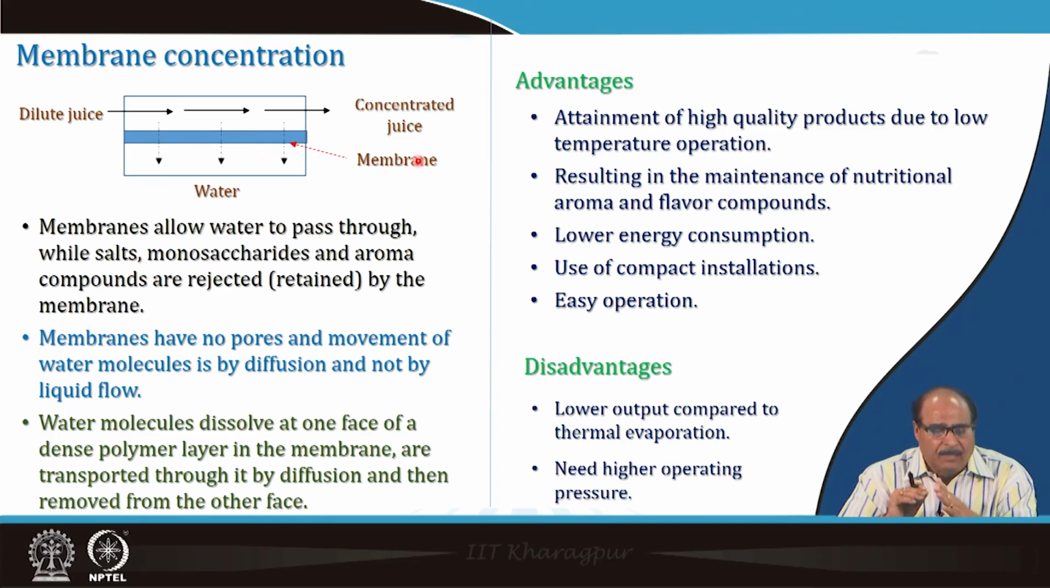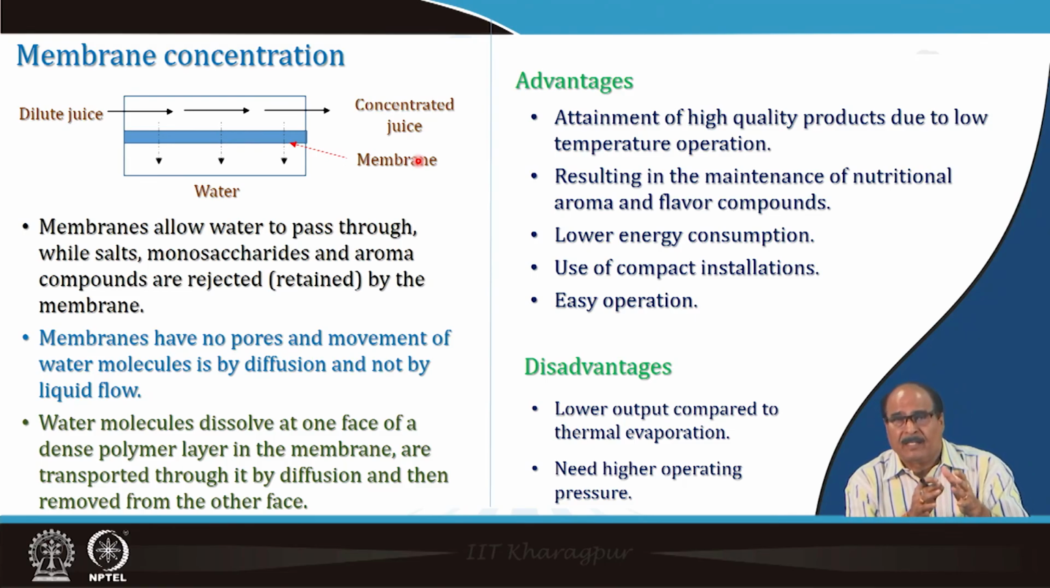Okay, membranes have no pores, and movement of the water molecule is by diffusion and not by liquid flow. So, water molecules dissolve at one phase of a dense polymer layer in the membrane, and they are transported through it by diffusion and then removed from the other phase. In fact, this is a very emerging technology for the concentration of fruit juices, etc.